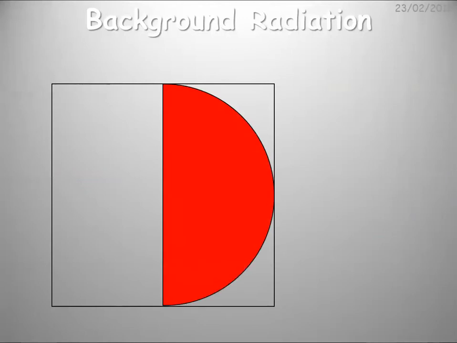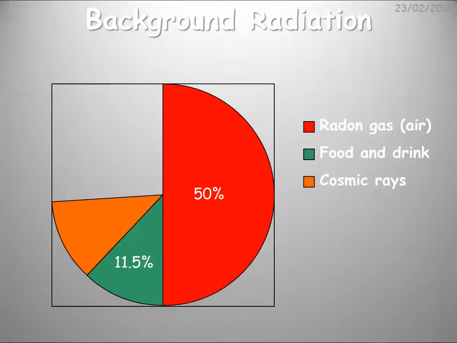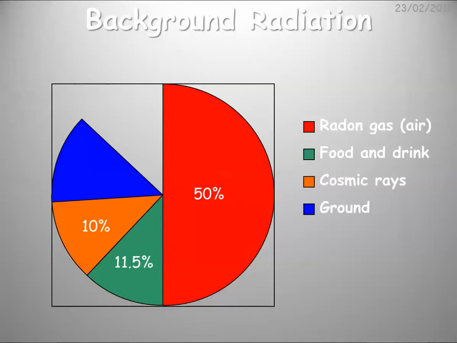So if we have a look at the main sources of it, we find there's radon gas, which is about 50%. It's a radioactive gas which we can breathe in. There's food and drink, which is also slightly radioactive, 11.5% of our background count. Cosmic rays from outer space, obviously great exposure to those if you're higher up in altitude or flying, that's 10%. We find ground, so that would be if you live somewhere like Cornwall, for instance, where there's a lot of granite. You have a slightly higher background count there. That accounts on average for 14%.